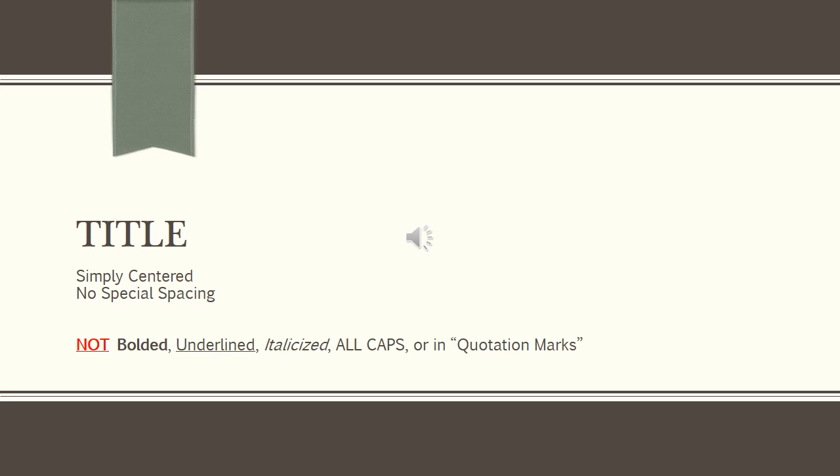Now we're on to setting up the title. The title in an MLA paper is simply centered. It has no additional spacing before or after. It should not be bolded, not underlined, not italicized, not written in all caps, and not set off in quotation marks.